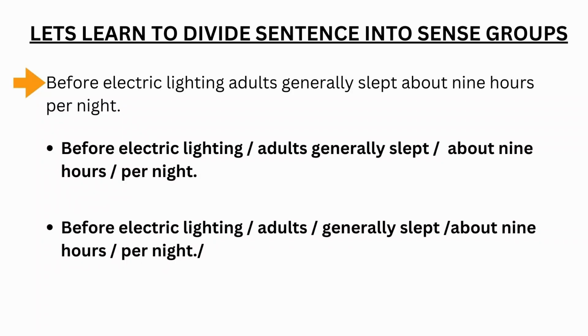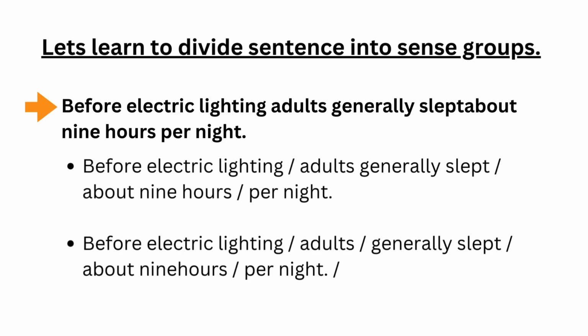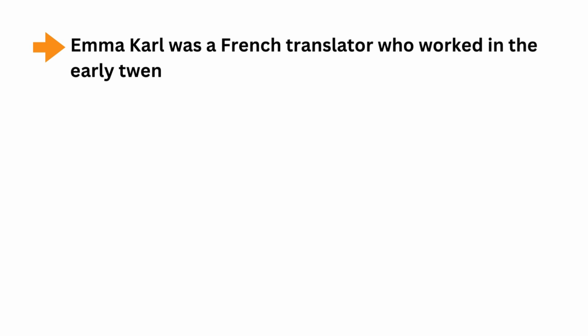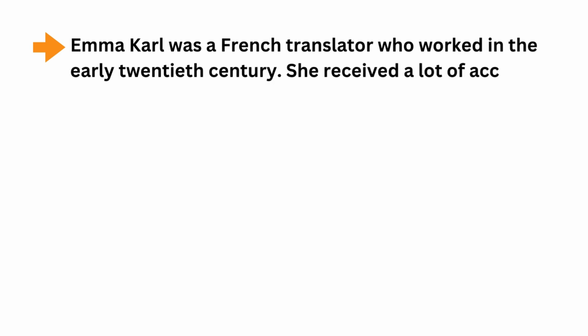Another way of doing it is making it into 5 sense groups. Before electric lighting, adults generally slept about 9 hours per night. Both the ways are equally correct. Let's talk about another sentence. Emma Carl was a French translator who worked in early 20th century. She received a lot of accolades for her work.